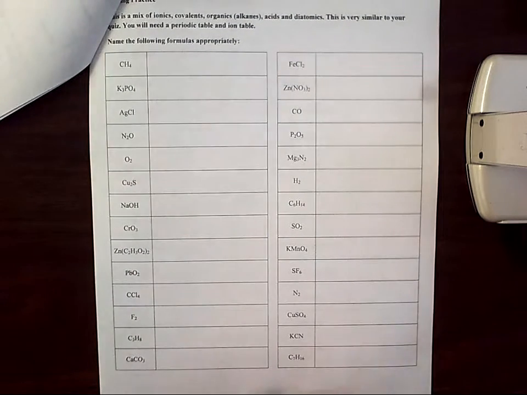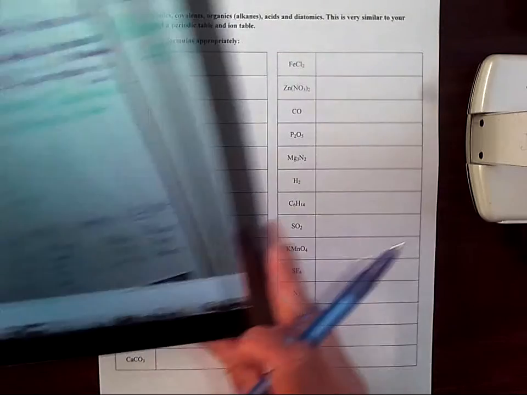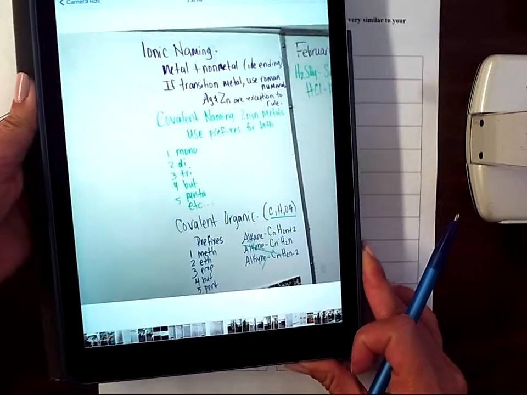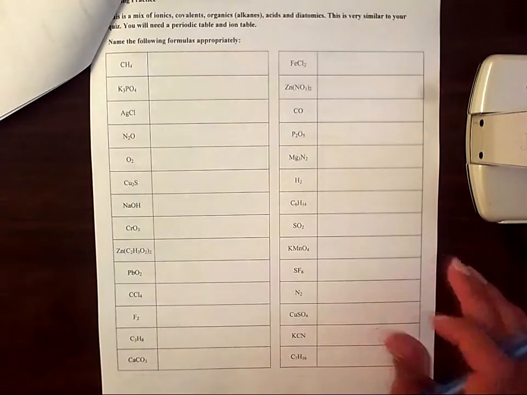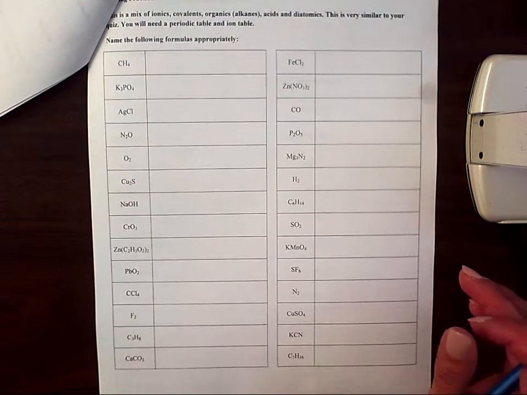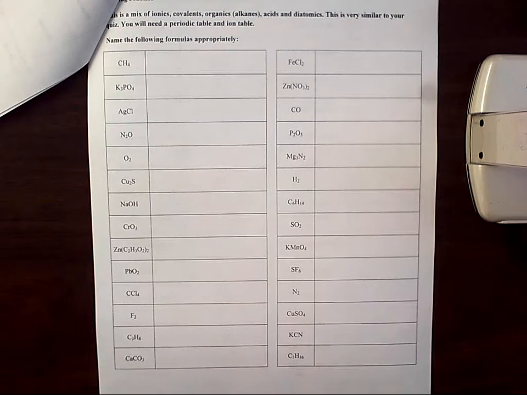Now, I will post on Schoology the information that I have here on my iPad, but you will need to know this information for a quiz that we will be having.